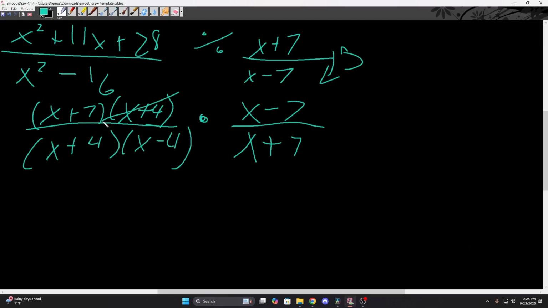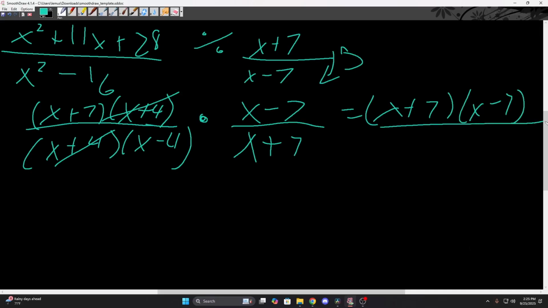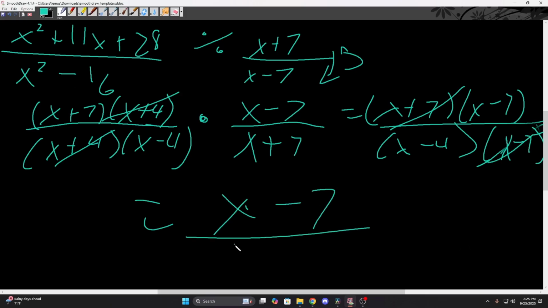You cancel out whichever, right? And then you multiply, so that's x plus 7 times x minus 7 divided by x minus 4 times x plus 7. Then you cancel out. Right, that looks weird. I'll fix it. X minus 7. Cancel that out. So you should end up with x minus 7 over x minus 4.